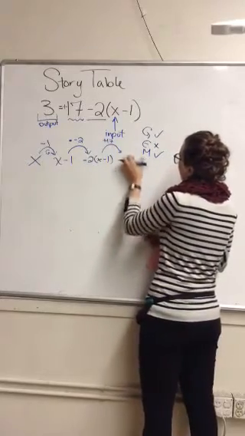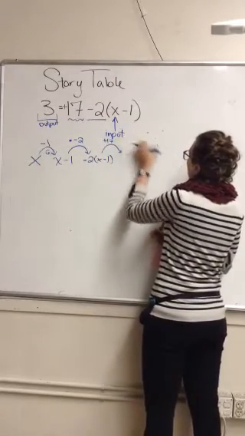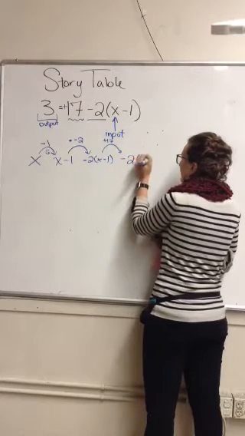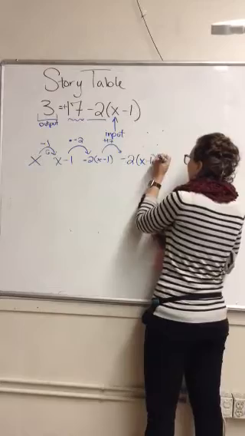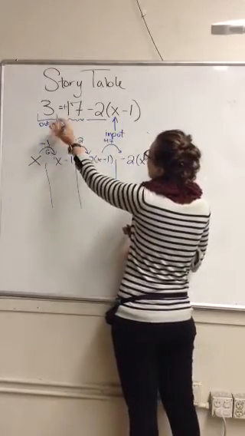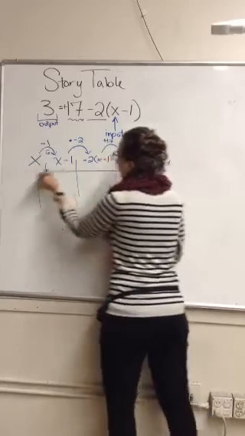So I'm going to erase my Gemma here just for a second so I can write all my pieces. So negative 2 times x minus 1 plus 17. And now in my expression, I have all the pieces except for that 3. So what is the 3?